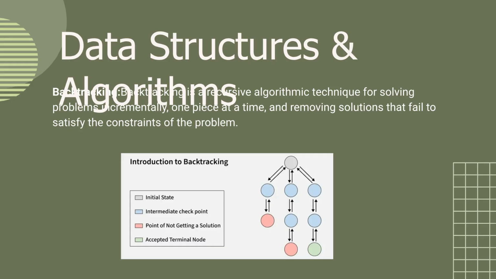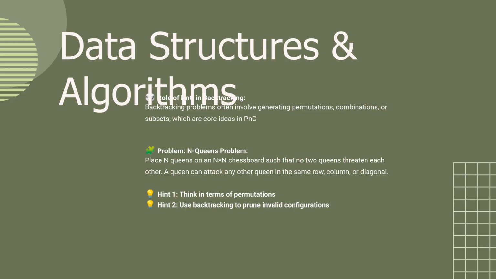Backtracking is a recursive technique that solves problems incrementally, removing solutions that fail constraints. It relies heavily on generating permutations and combinations. The n-queens problem is a classic example that uses backtracking to find valid queen placements, where the goal involves generating valid permutations and pruning invalid configurations.